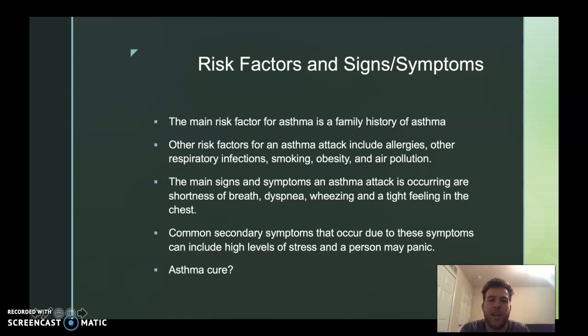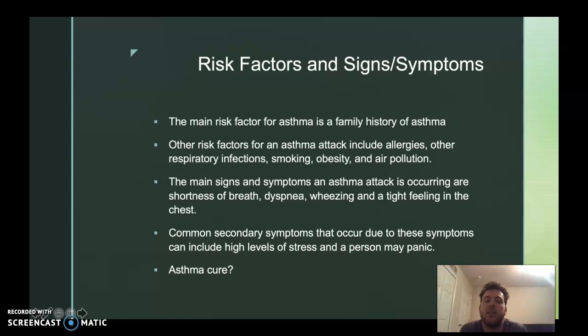Now, moving on to the risk factors and signs and symptoms of asthma. The main risk factor for asthma is a family history of asthma. As stated earlier, it's not required to have a family history of asthma to be diagnosed, but it's very common. Other risk factors for an asthma attack include allergies, as stated earlier, other respiratory infections, smoking, obesity, and air pollution. There's also ethnicity, age, and gender.